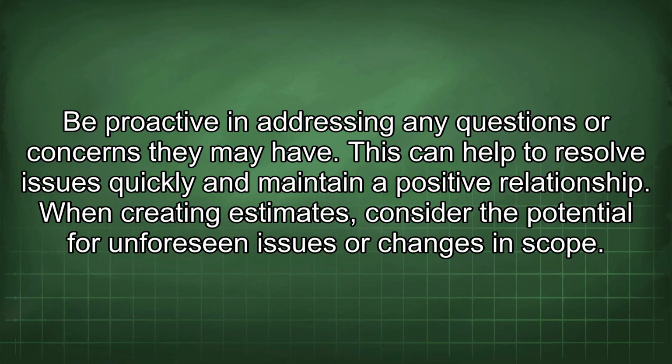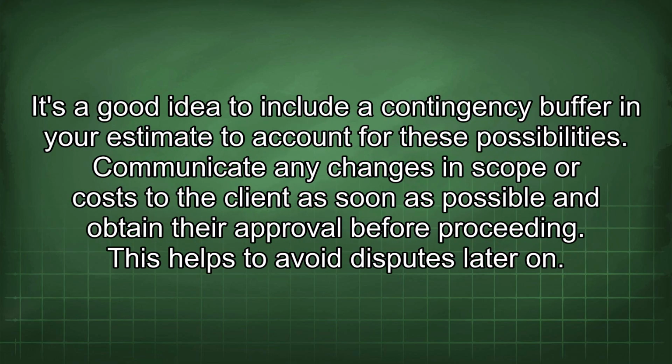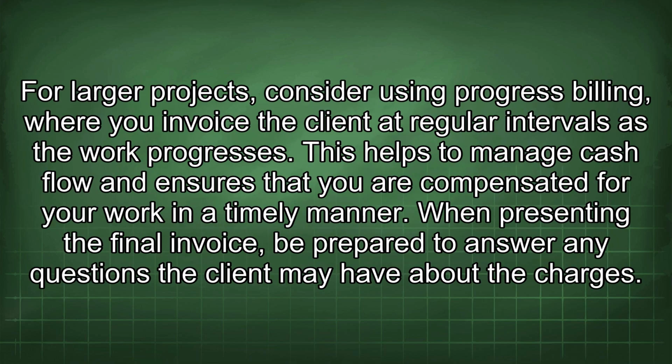When creating estimates, consider the potential for unforeseen issues or changes in scope. It's a good idea to include a contingency buffer in your estimate to account for these possibilities. Communicate any changes in scope or cost to the client as soon as possible and obtain their approval before proceeding. This helps to avoid disputes later on. For larger projects, consider using progress billing, where you invoice the client at regular intervals as the work progresses. This helps to manage cash flow and ensures that you are compensated for your work in a timely manner.